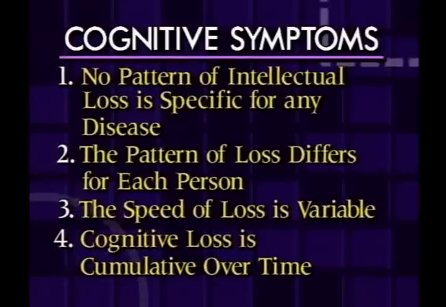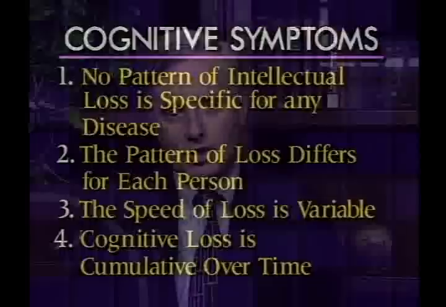The speed of loss is variable. Some patients progress very rapidly, so over a period of 3 to 4 years, they lose most of their basic intellectual functions. On the other hand, some patients drift downward very, very slowly, and after 10 or 15 years are still able to do most of their activities of daily living. The speed of loss of function, like the speed of death of brain cells, is variable from individual to individual. Cognitive loss is cumulative over time. That is, the longer that you live with most types of dementia, the more cognitive impairment you're going to experience.